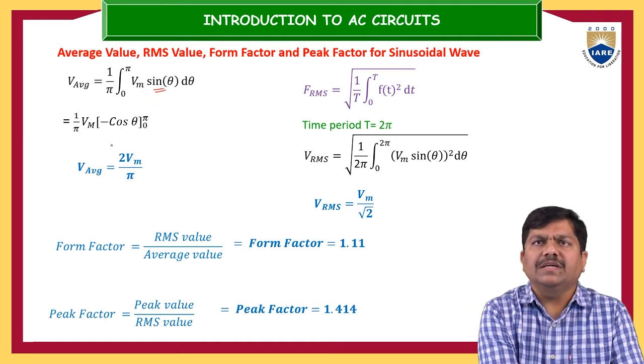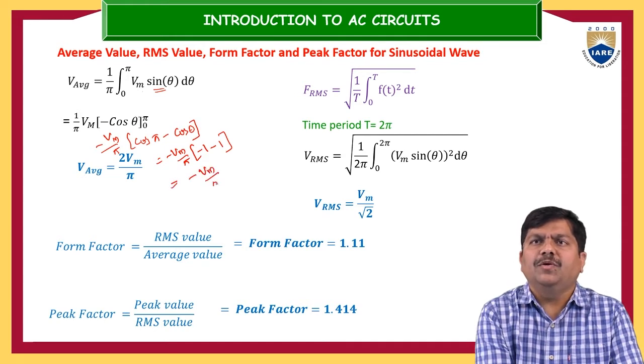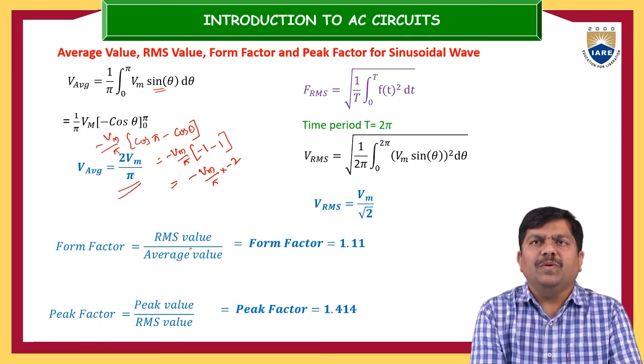Just substitute here. So this is minus V maximum by pi into cos theta, first the upper limit cos pi minus the lower limit cos 0. So this is minus V maximum by pi into, cos pi is minus 1 and cos 0 is 1, so minus 1 minus 1. So this is minus V maximum by pi into minus 2. So the average value is 2 V maximum by pi.